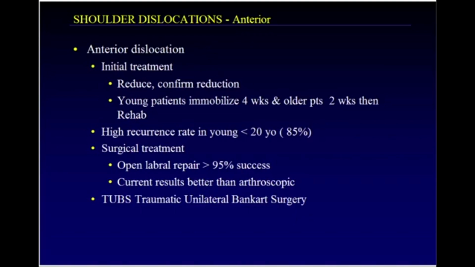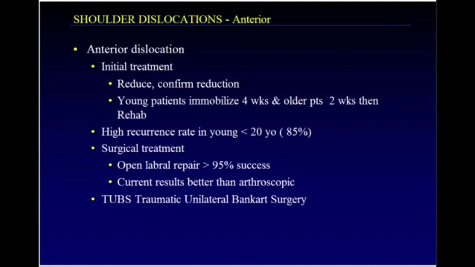If you have an older patient, you immobilize them less, because, of course, the risk of dislocation is less in an older patient than a younger patient. And, of course, shoulder rehab is important. Remember that young adult patients have a very high incidence of recurrence of shoulder dislocation. If the patient is less than 20 years old, the literature says that the redislocation rate is as high as 85%. So those are the patients where you would consider, and particularly the patient with recurrent dislocation, surgical intervention. An open labral repair has greater than a 95% success rate.